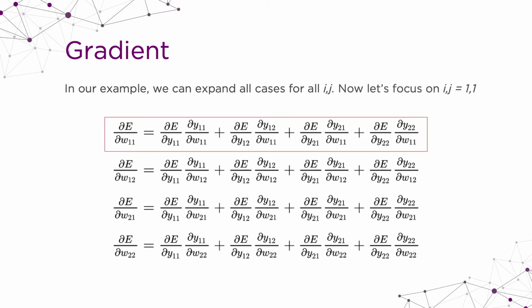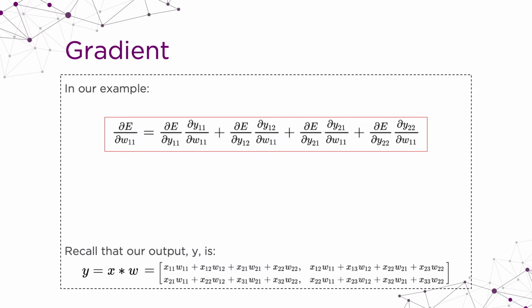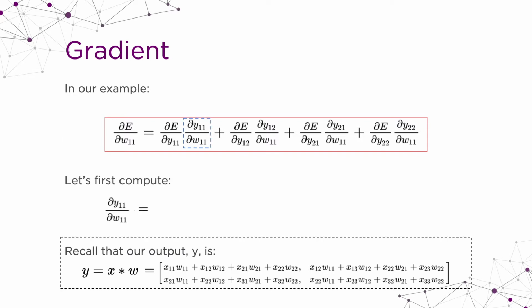Now we're going to focus on just one set, and the rest of them you can go ahead and do later on your own time. So let's focus on the set where we have the ij indices set to 1, 1. And again, as a little recall, I'm going to put the output of our network that we originally computed here. So what are we interested in computing? We have to compute dE with respect to dy11 and the derivative of y11 with respect to w11. So let's start with this term here.